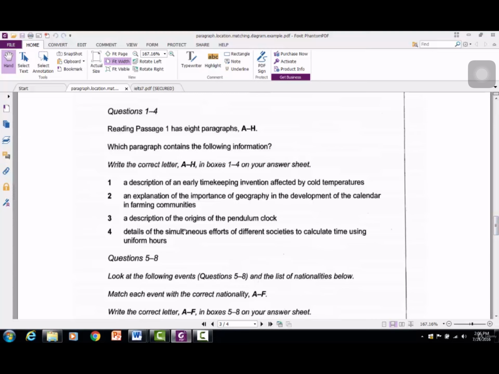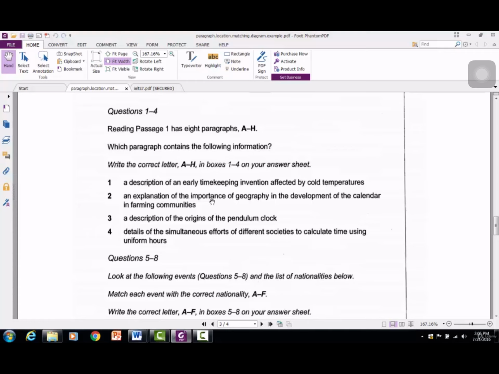So we have number 4. Number 4 is paragraph E, with the French and the paragraph about the equal hours. And number 3 is F, with the description of the pendulum clock. But that paragraph with 1670 talks about nothing about timekeeping and cold temperatures.